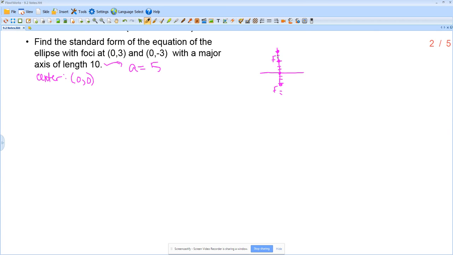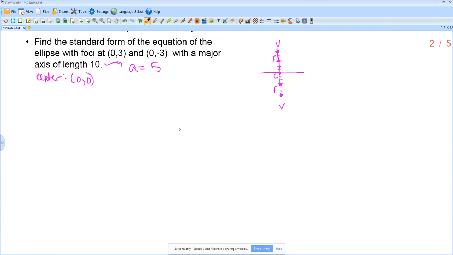So again, you sort of look here, and you have two of your vertices. And then here you have your center. I do know that that major axis is a vertical one, again, because the focal points have to lie on it.